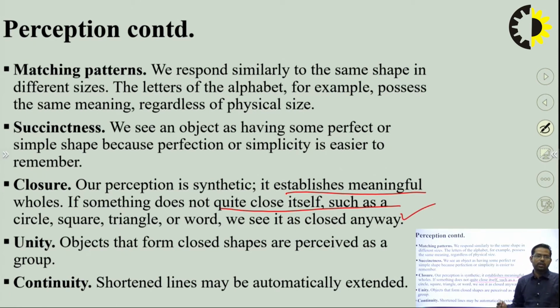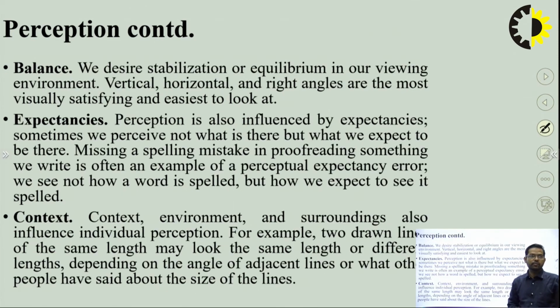Unity: objects of the same type we combine together into a single whole. Continuity: broken lines may be automatically extended. Balance: in unit 3 we discuss balance, left and right, vertical and horizontal, just like your mobile interface, where all the menu items and icons are in balanced form.